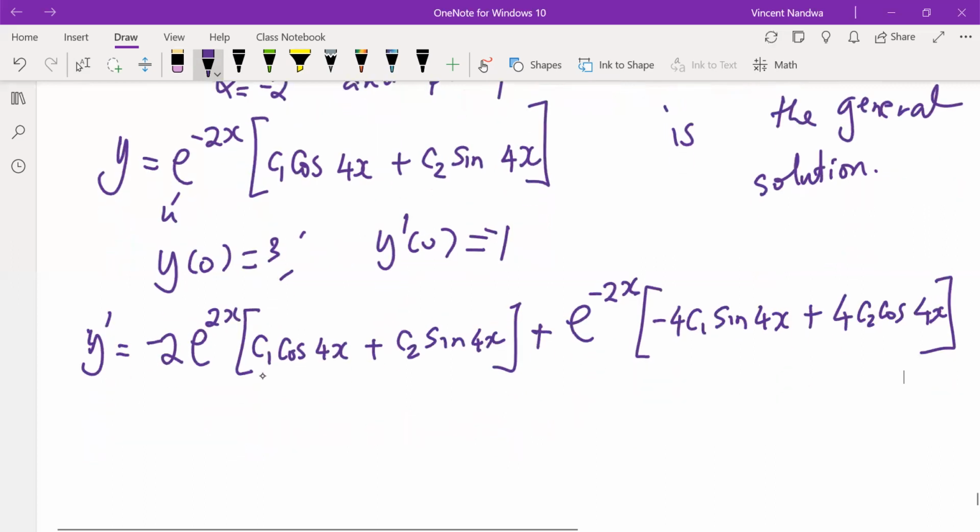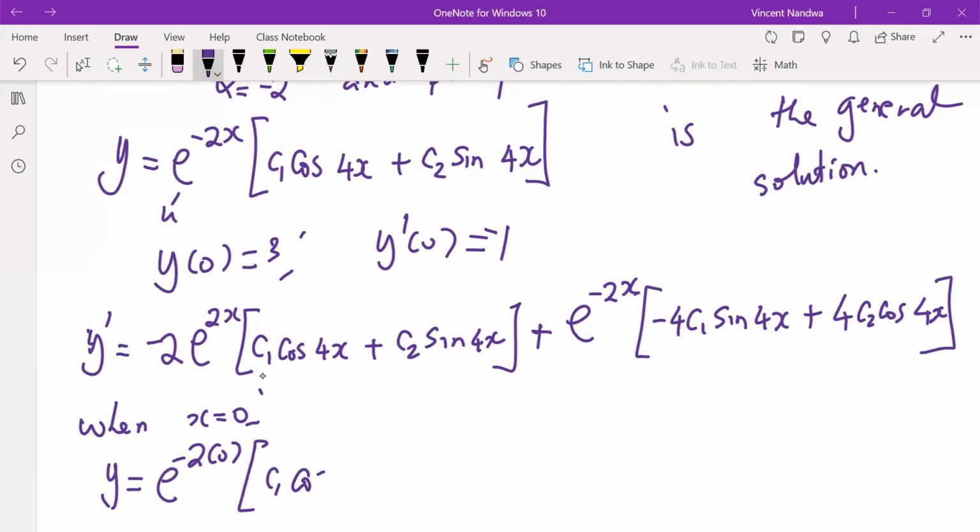Now, when x equals 0, y will be e raised power minus 2 times 0, c1 cosine of 4 times 0, plus c2 sine of 4 times 0. So this is 1, because it will be e raised power 0. And then this is also 1, so we just get c1, because this other part will be 0. So this will be the same as 3. So the value of c1 is 3.